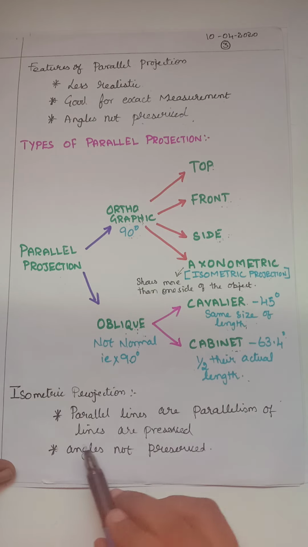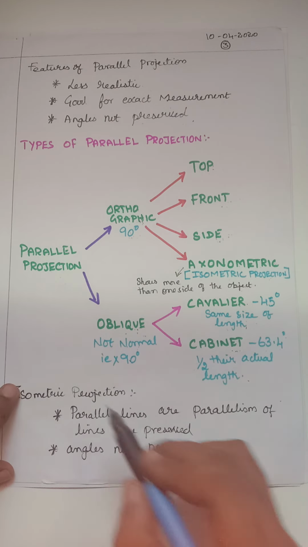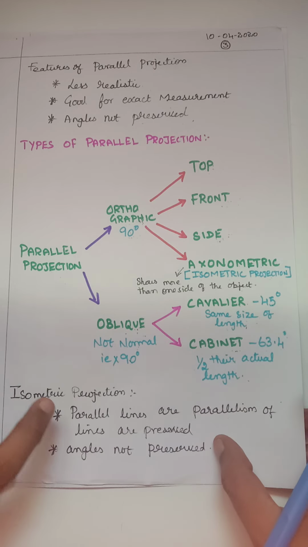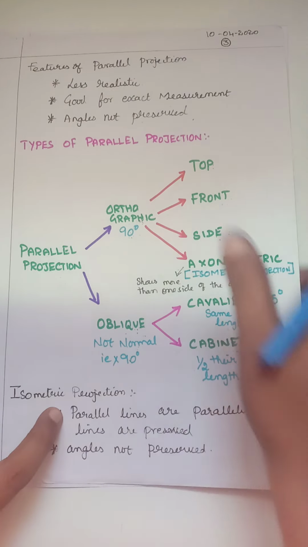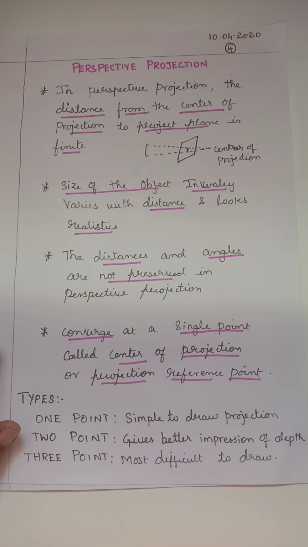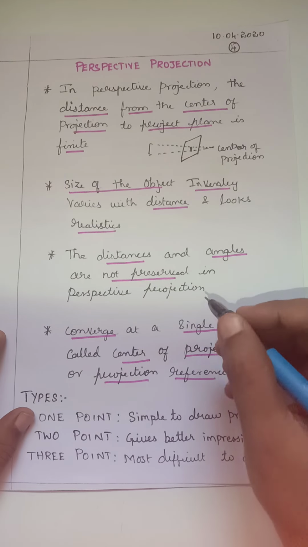Isometric projection. Parallelism of lines is preserved in isometric projection. Angles are not preserved at all in isometric projection, but it is a type of orthographic projection. Next comes the perspective projection. This we'll see in the next video.